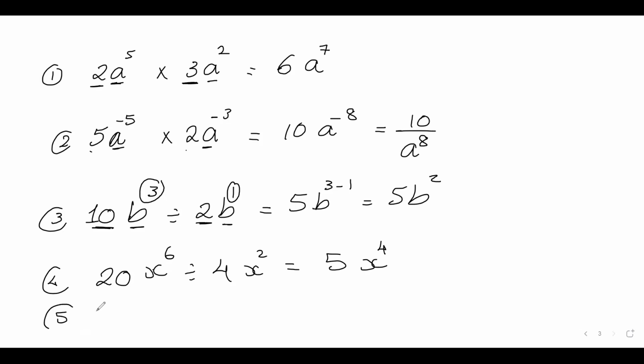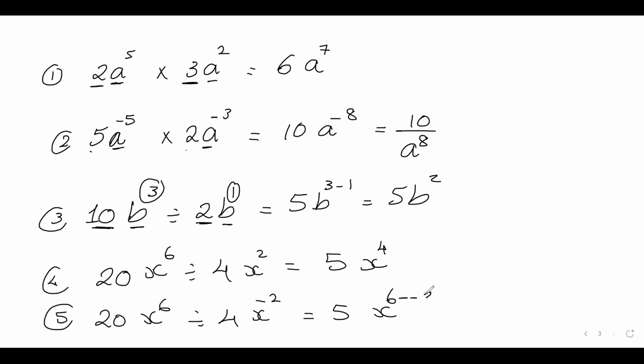If I have negative powers, also I have to concentrate. Same question, 20x to the power of 6 divided by 4, but I will change the power here. Instead of 2, it will be negative 2. Still 20 divided by 4 is 5. X to the power of 6 minus, I'm going to subtract the powers. So it will be x to the power of 6 minus negative 2.